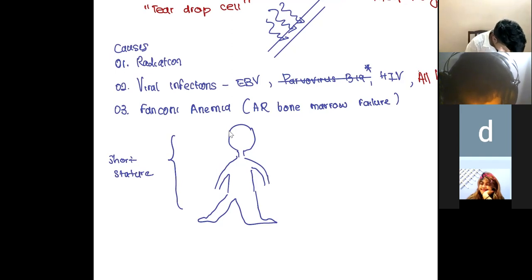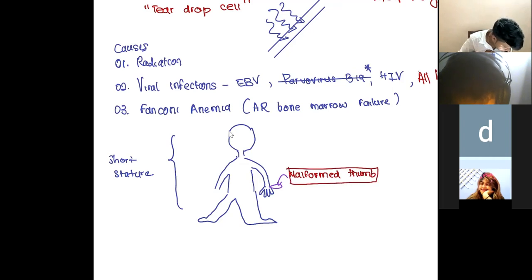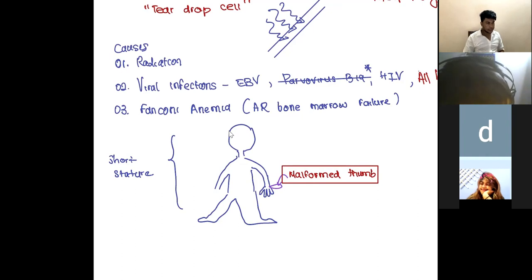And the fingers, except the thumb, the other fingers are normal. 1, 2, 3, 4. But the thumb, it's as if it was attached later on. You can see in the skeletal note, you'll see malformed thumb. Write this in red. Malformed thumb. The reason I tell you to write this in red is because this is the only disease where you get this.